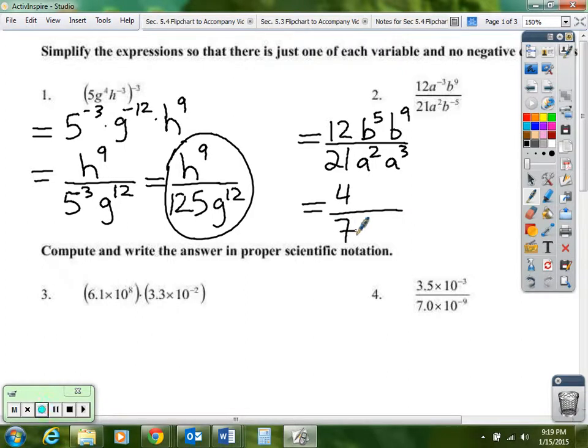B to the 5th times b to the 9th, 5 plus 9 is 14. We have b to the 14th on top. A squared times a cubed, 2 plus 3 is 5. We have a to the 5th on bottom. That's our final answer. Let us move on to scientific notation problems.